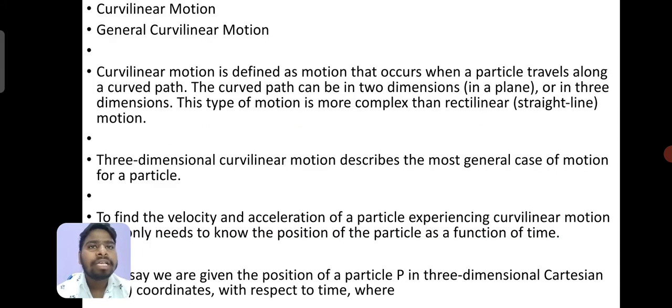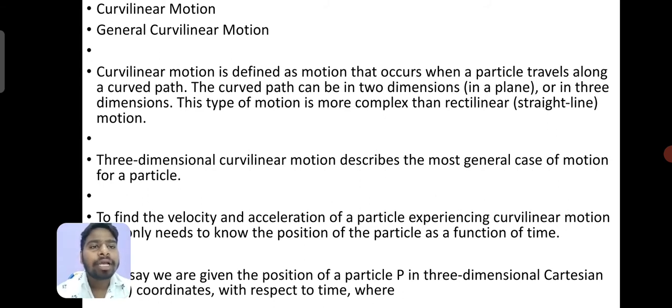What is curvilinear motion? General curvilinear motion. Curvilinear motion is defined as motion that occurs when a particle travels along a curved path. The curved path can be in 2 dimensions or in 3 dimensions. This type of motion is more complex than rectilinear motion. 3-dimensional curvilinear motion describes the most general case of motion for a particle.